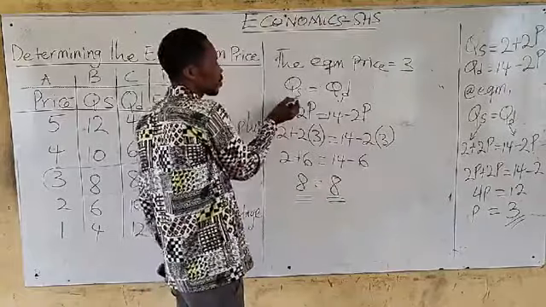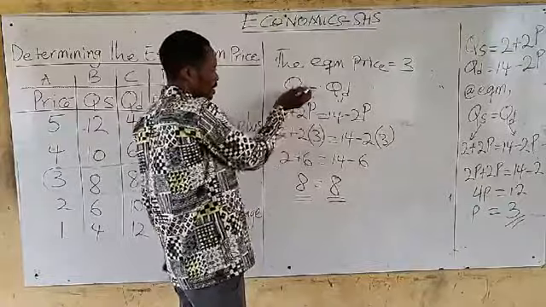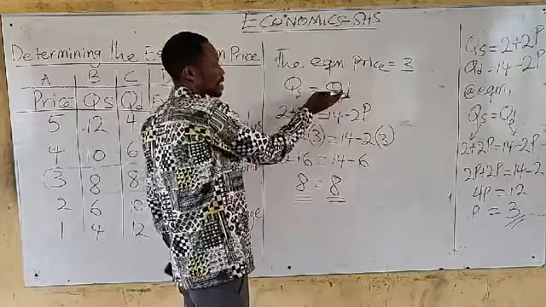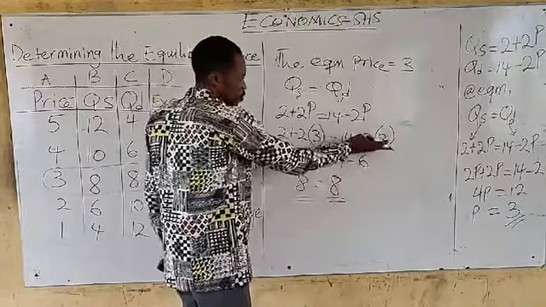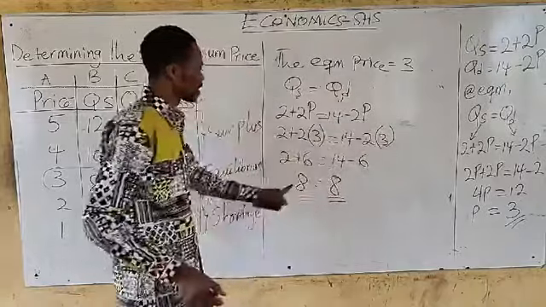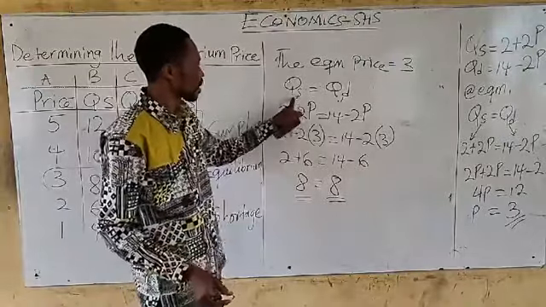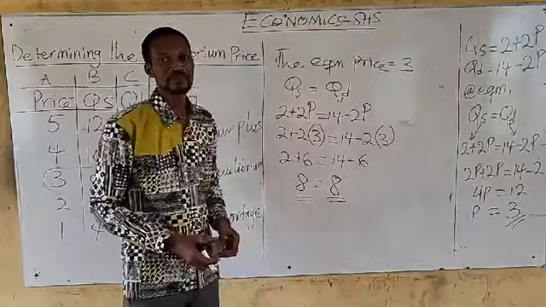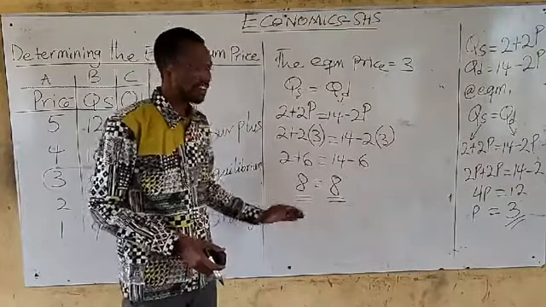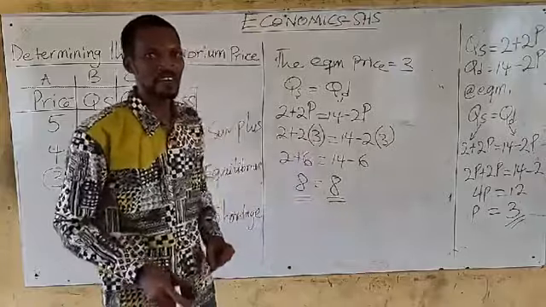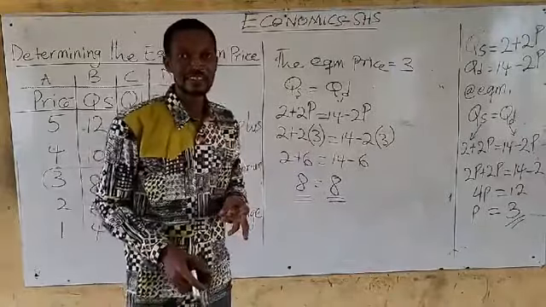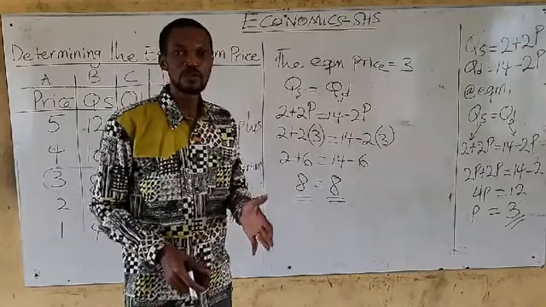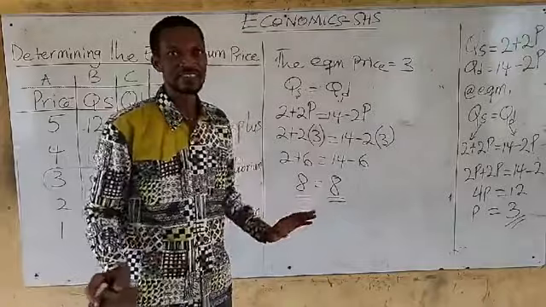I said quantity supplied is equal to quantity demanded. And the quantity supplied gave us 8 balls at the price of 3. And the quantity demanded gave us 8 balls at the price of 3. 8, 8. That means that quantity supplied is equal to quantity demanded. Therefore, we have established the fact that at the price of 3, the quantity supplied will be equal to the quantity demanded.